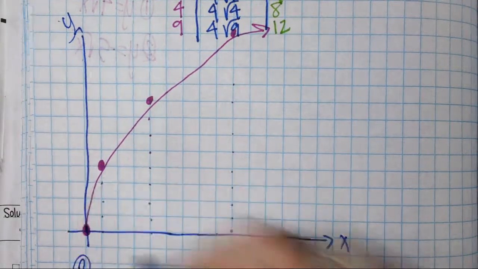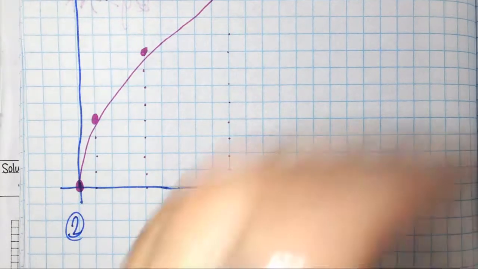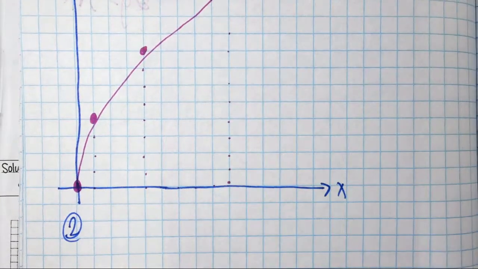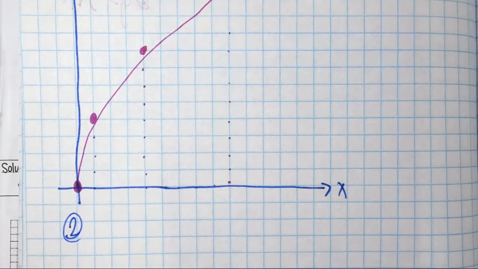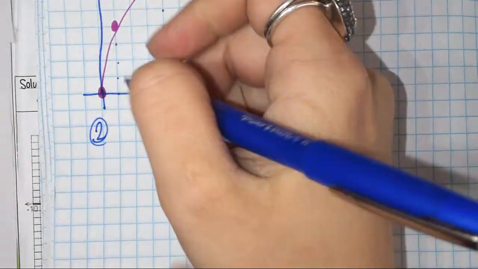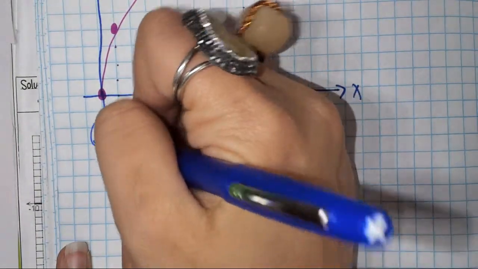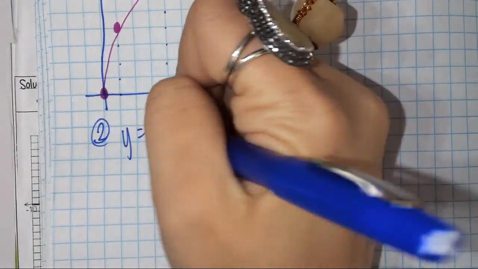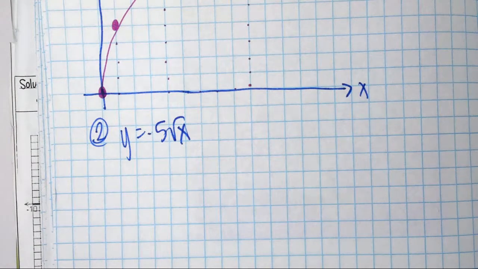Number 2 that we had to do last night for homework, you only had 2 problems. That's it. It's crazy. All right, so y equals negative 5 times the square root of x.